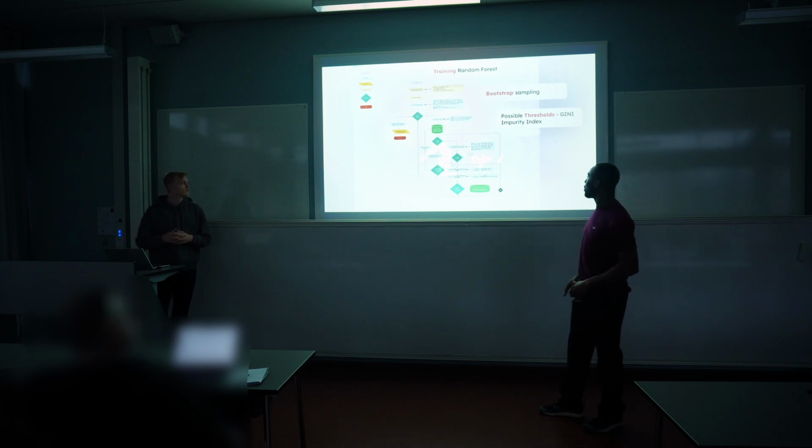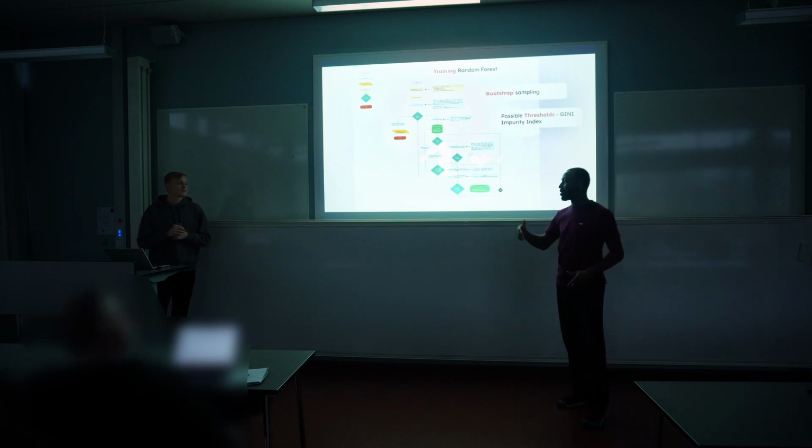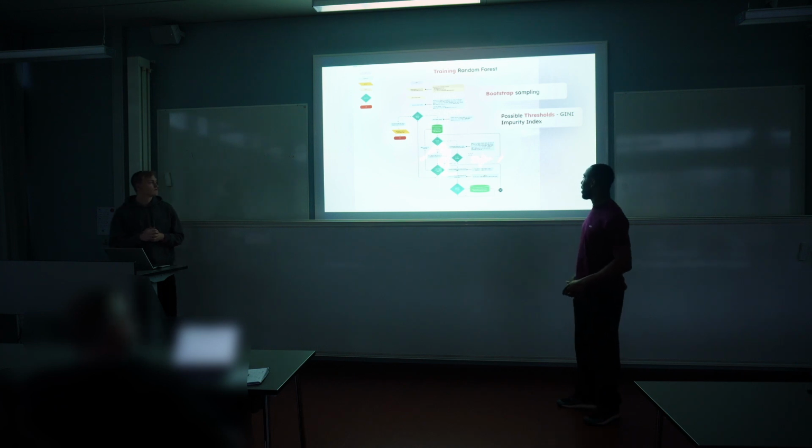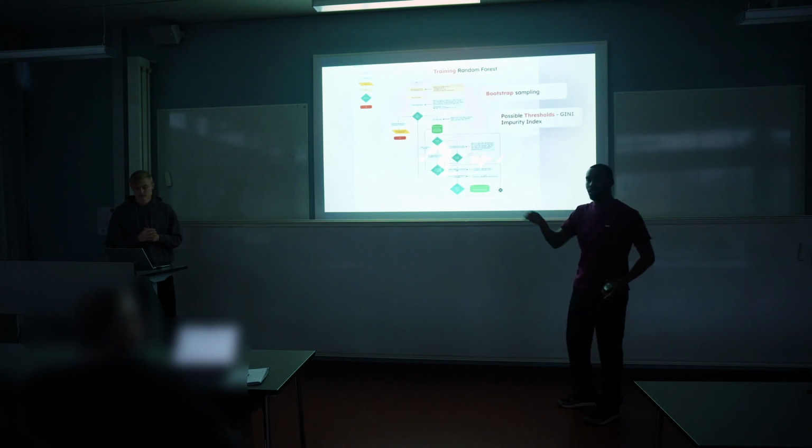But either way, what we do is that we have different thresholds. So we test, and then we split the data. Yeah, it's a long process, right? And then we just check for the best Gini impurity index, and then we choose that threshold.